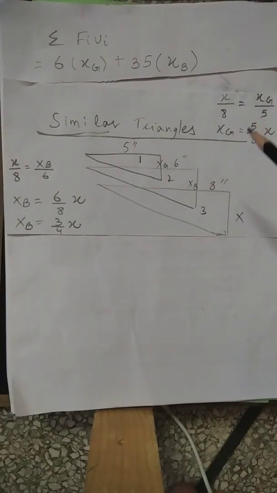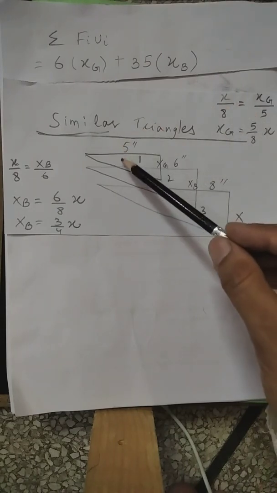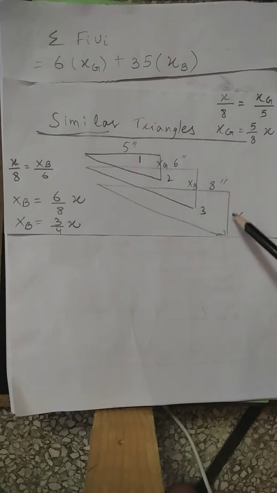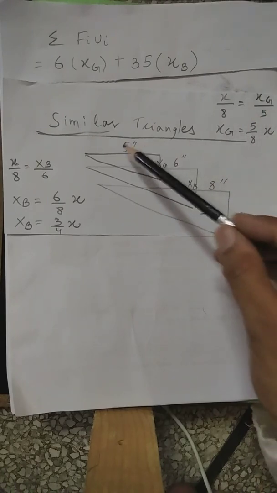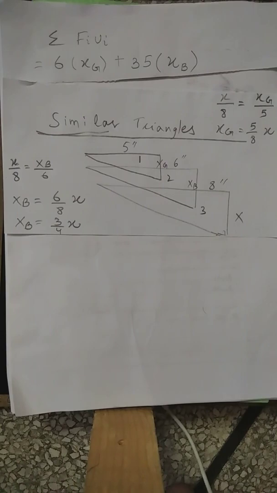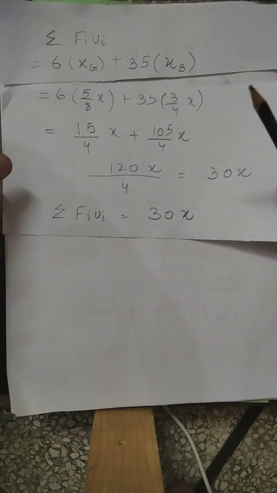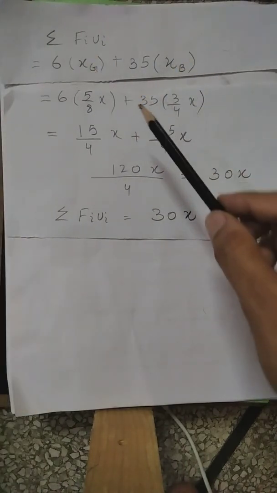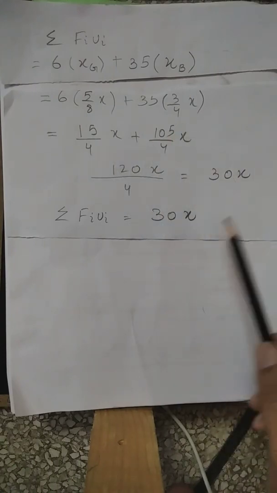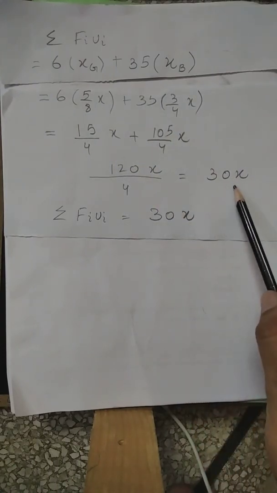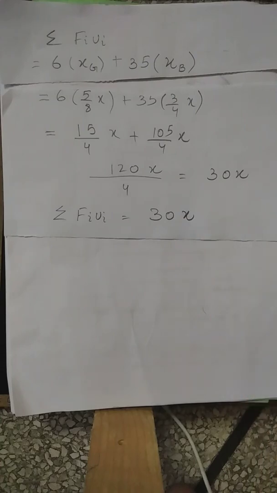Comparing triangle 3 with triangle 1, x over 8 will be equal to xg over 5. So we get the value of xg from here, which is 5 by 8 x. I will put these aside, and we will put the values of xg and xb in this expression and simplify it. After simplifying, we get the value of the work done. So this is the work done.